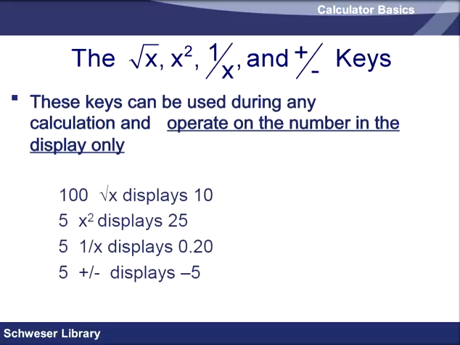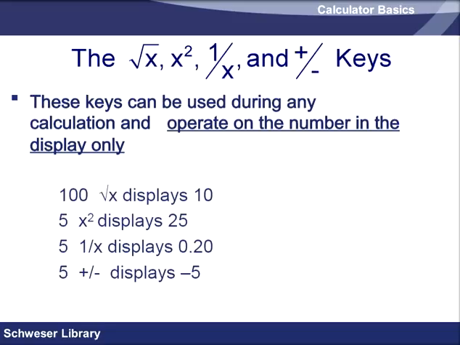Now, the usage of these is straightforward. If I put in 100 and then press that square root of x, it displays 10. 5, and then I hit x squared, I get 25. If I hit the 1 over x key, it gives me the reciprocal of that. So 5, 1 over x key gives you 1/5, displayed as a decimal as 0.2.